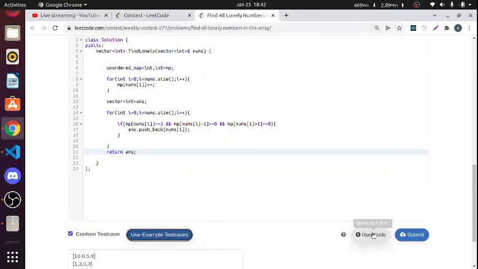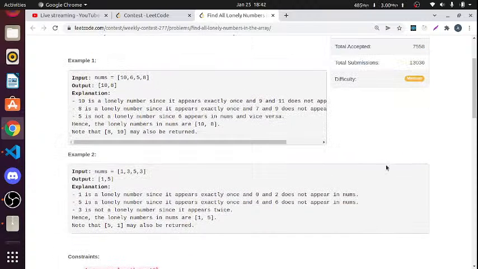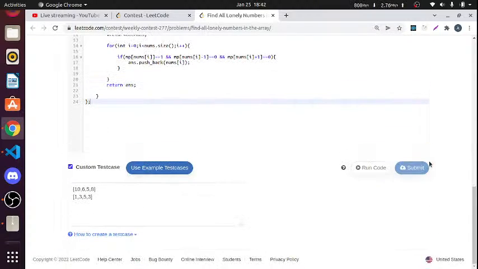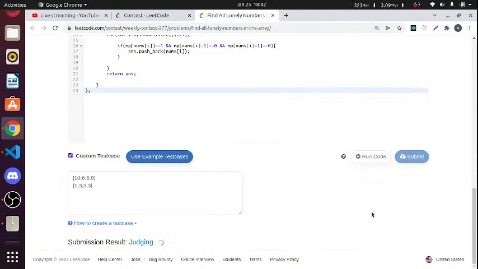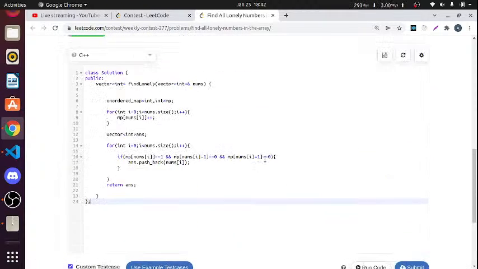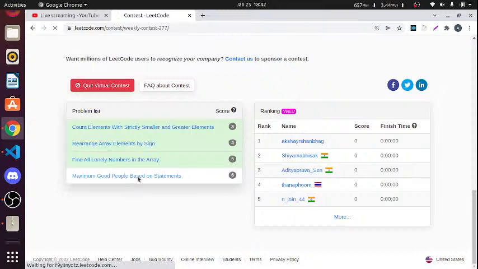Let me check. 10815, 10815. Yeah, it's right. Let's submit that. It should not give TLE. Yeah, it is submitted. So we have 4 minutes. We are also sitting here.